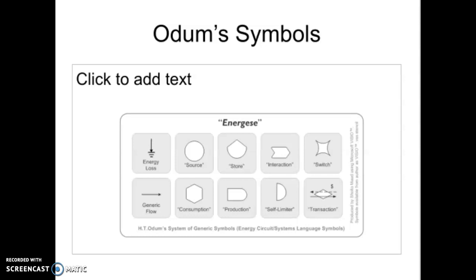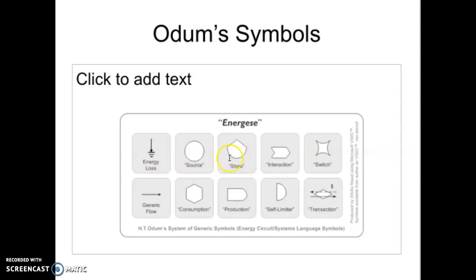Which symbols do we use? Howard Odum developed these symbols before. For example, if it is a source, we use a circle. We will do more practices. I'm going to add one more slide here. For example, sun, water, wind, wood. These are sources, forests, soil. These are sources, and we use a circle shape. That's energy loss. For example, here it shows the energy goes to the soil.